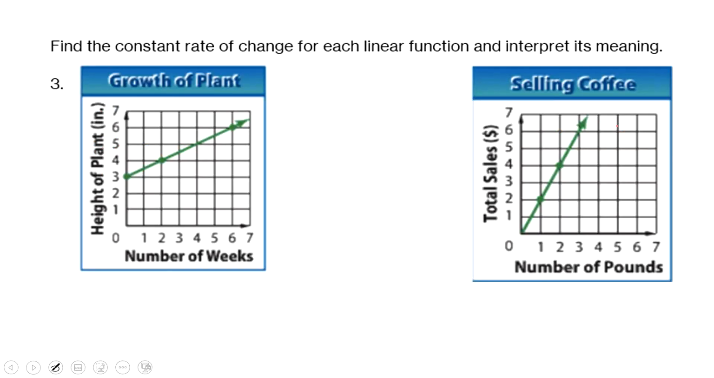Again, another one, find the constant rate of change for each linear function and interpret its meaning. So we have heights of plants over time, and then dollars of sales over pounds. Again, take a few minutes, look and see, are they constant? This one has 3 dots you can use. This one here has 2 you can use. So take a look, come back, and check your work.